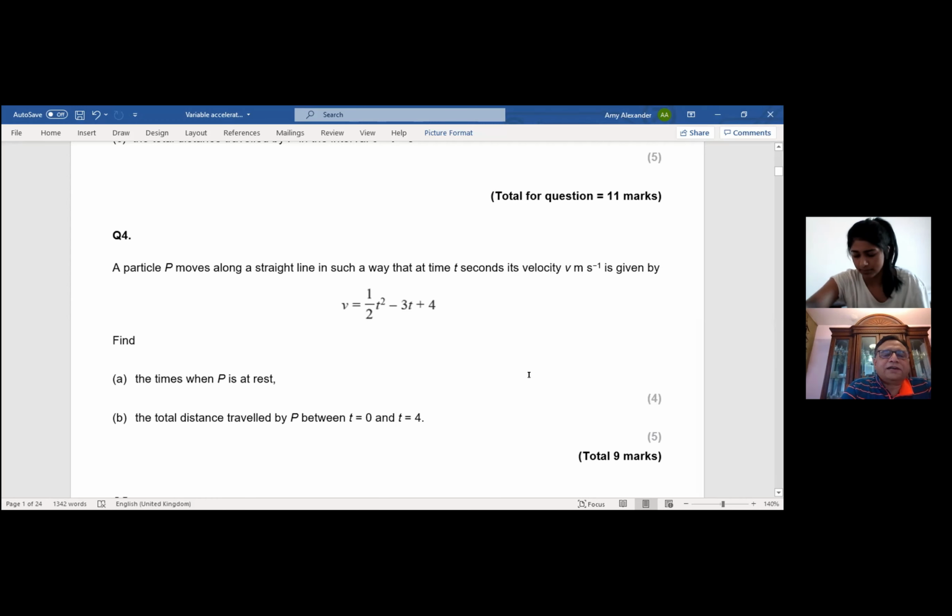Correct. So at rest, what does at rest mean for you? In this case, rest means velocity v is 0, right? So 0. Let's factor this. When you factor, what do you get?